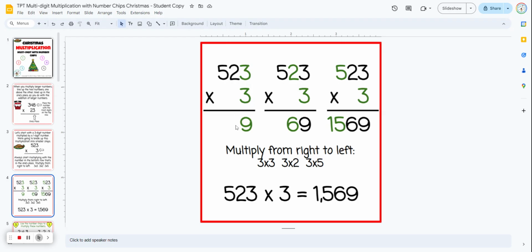So 3 times 3 would give you 9. So they're going to put a 9 down here. And then from right to left, then 3 times 2, which is actually 3 times 20, which would give them 6 in the tens place. And then 3 times 5 is 15.